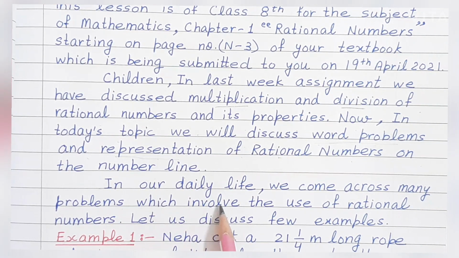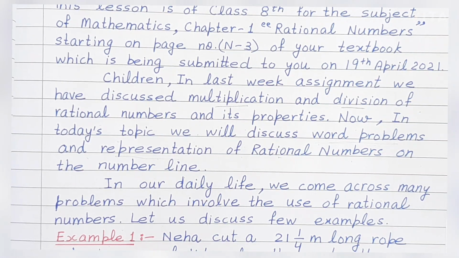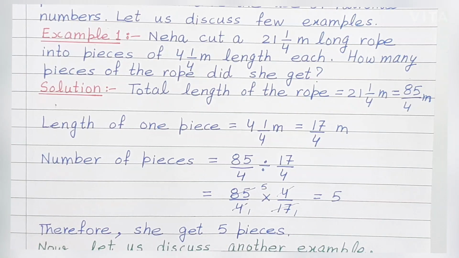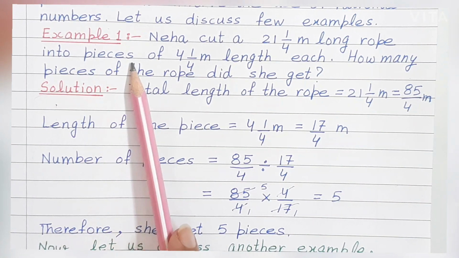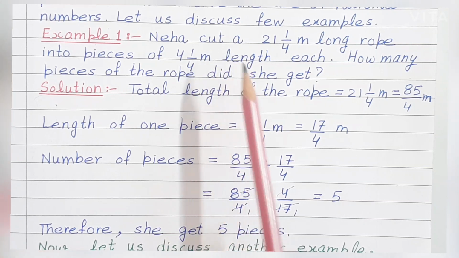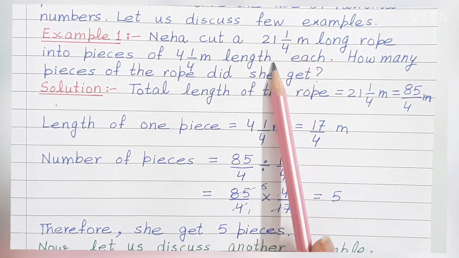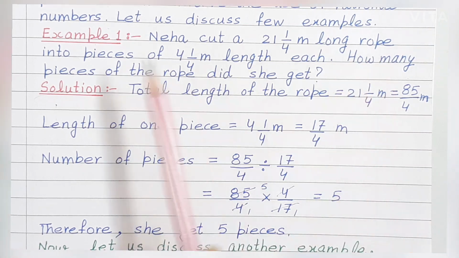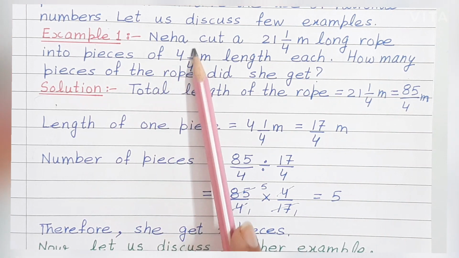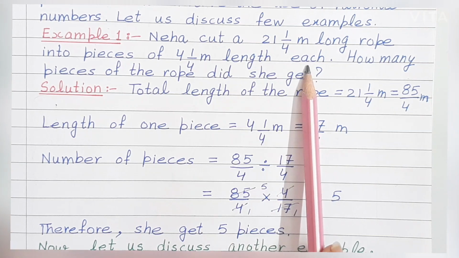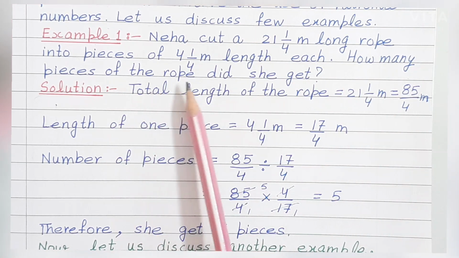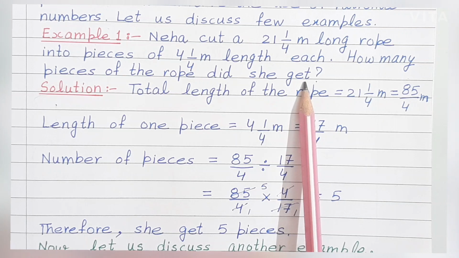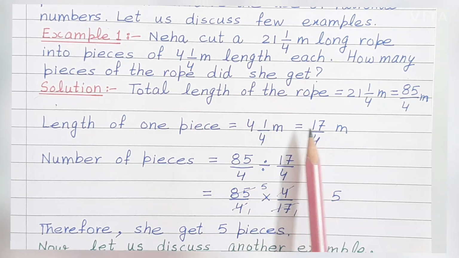Students, in our daily life, we come across many problems which involve the use of rational numbers. Let us discuss few examples. Example number 1: Neha cut a 21 1/4 meter long rope into pieces of 4 1/4 meter length each. How many pieces of rope did she get? So let's see how to solve this question.